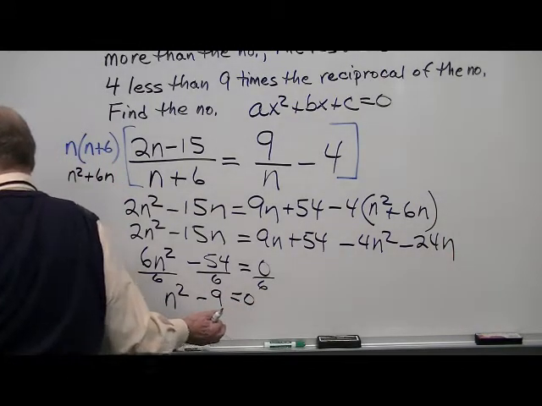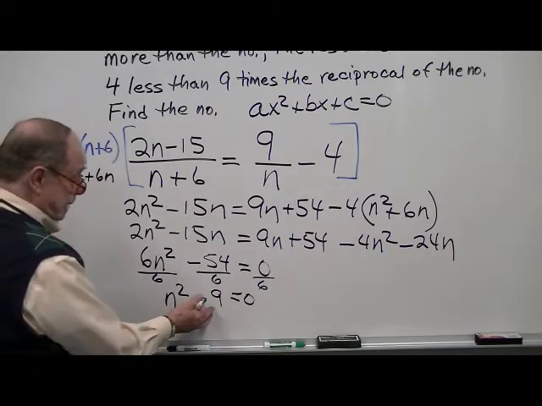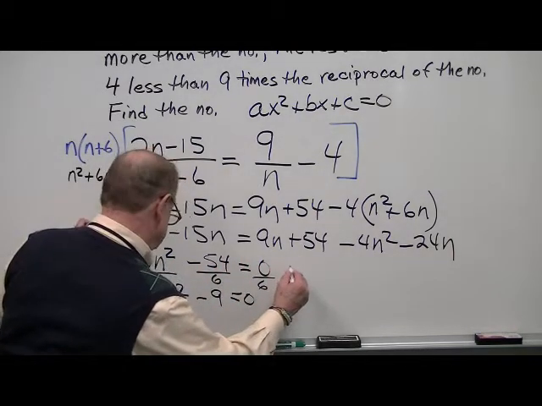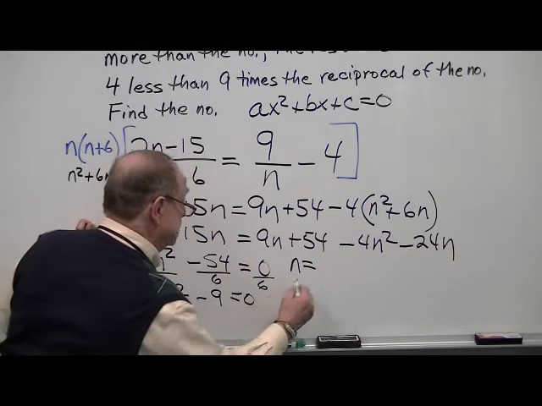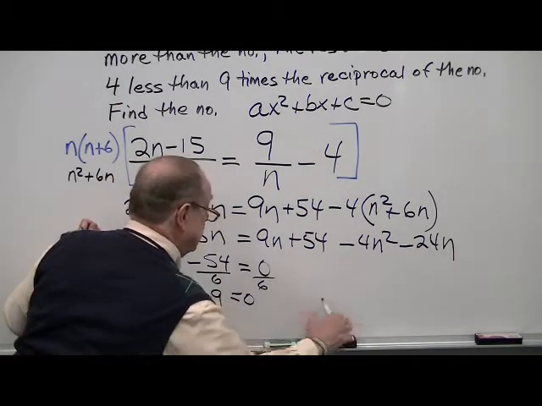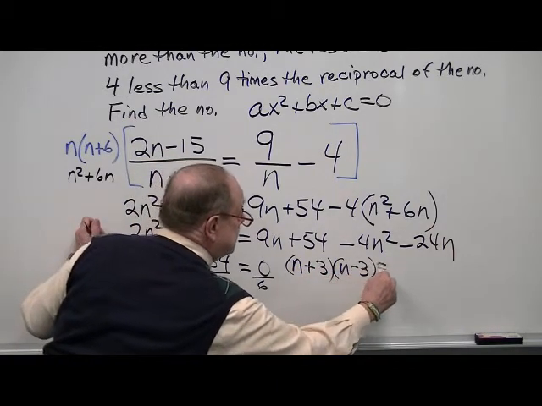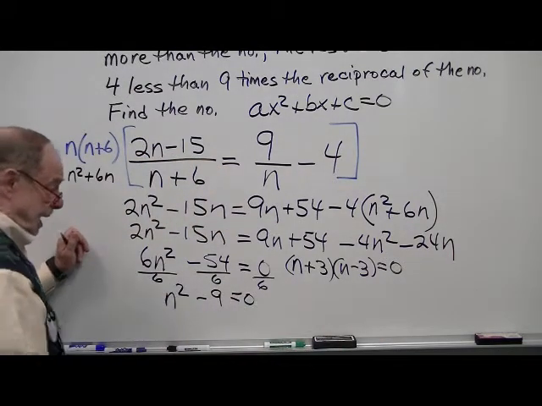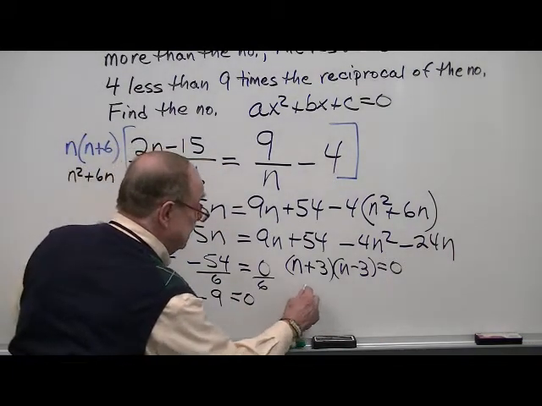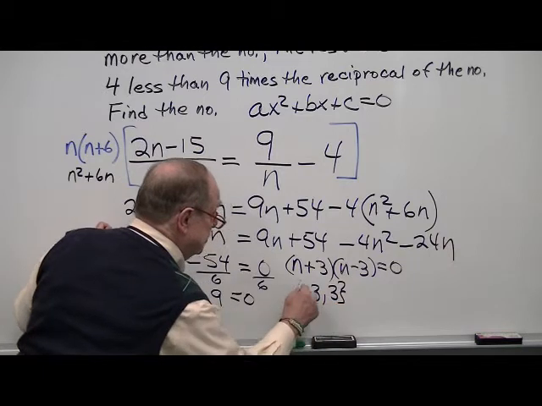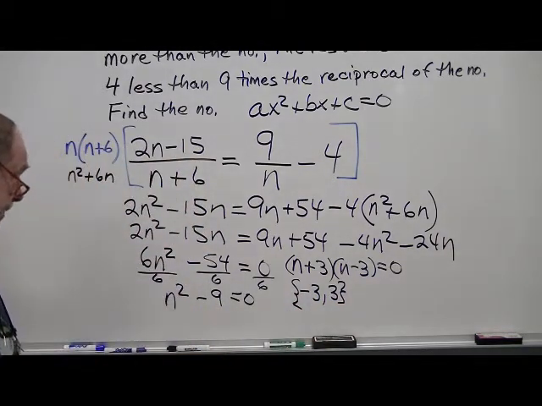So I have the difference of perfect squares, and the difference of perfect squares, you recall, will factor into n plus 3 and n minus 3 equals 0. And now my solution set would be n is a negative 3, n is a positive 3. And that's my solution set. And those check out. Again, this was rather difficult and lots of stuff to it.